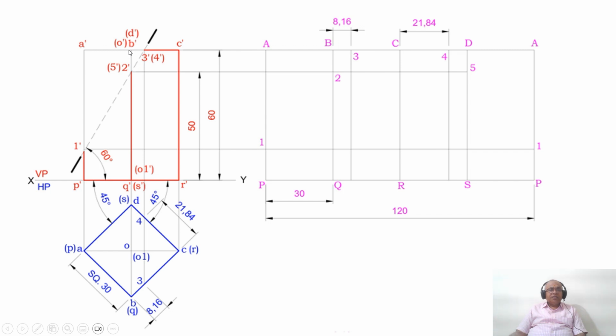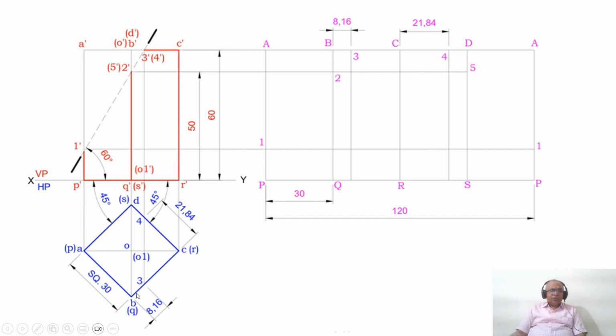So I cannot measure the distance from B dash to 3 dash, and from B you cannot cut it. Then what do I need to do? I need to find the top view of this, which is going to be in true length because B dash C dash is parallel to HP. Therefore BC, that is 3 dash, will be in true length. Draw a vertical projector from B dash C dash to BC on this. So you mark that point as 3.